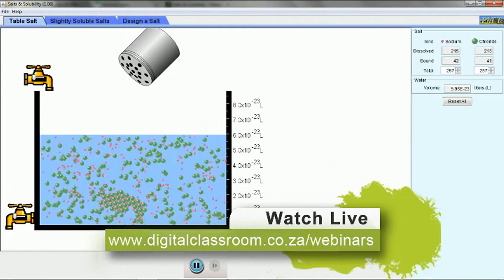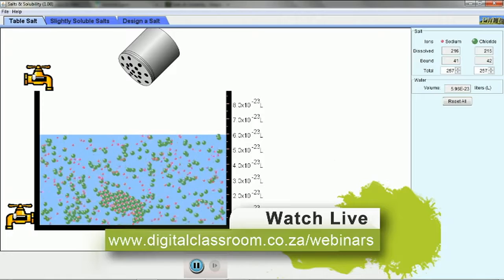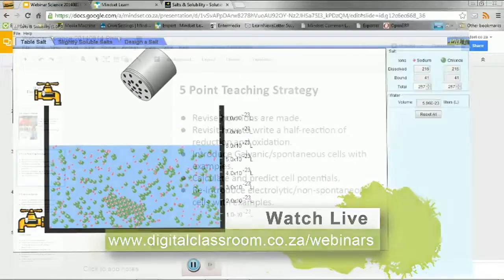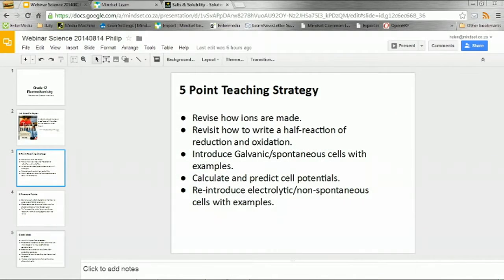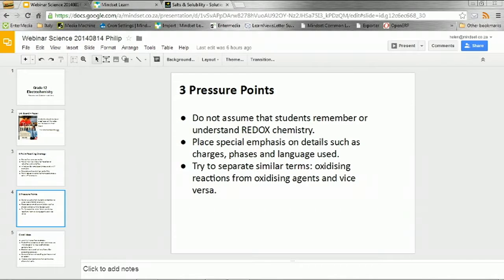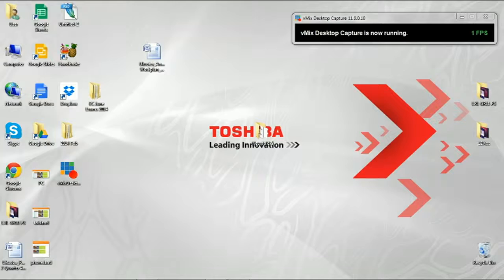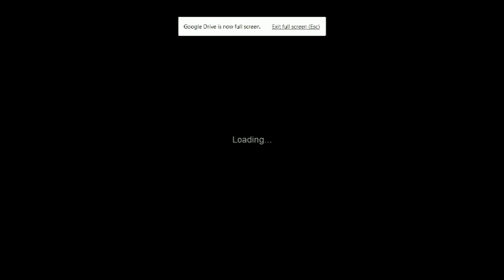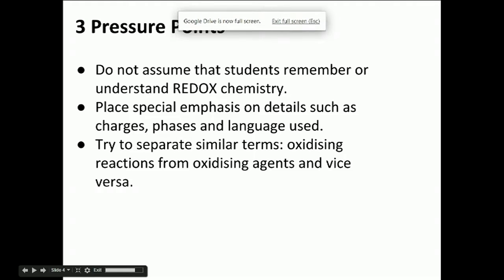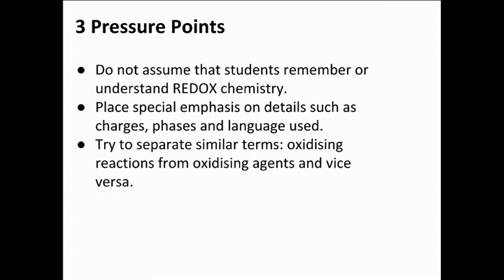Okay, 3 pressure points. Yeah, and these are really important. Okay, so when you're starting to take a look at the pressure points, this is the one thing. Please don't assume that they remember everything from grade 11. The grade 11 stuff is very often shaky. They might have been with a different teacher. They might have come from another school.